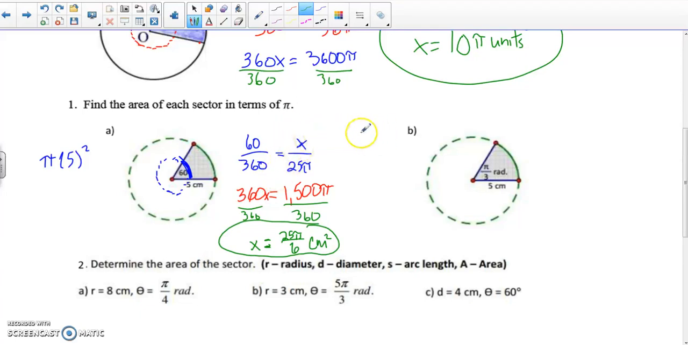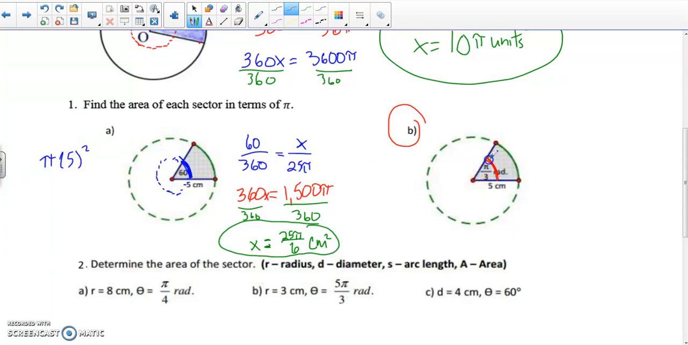As we did the very last question in class, if you do have different pieces of information, let's say I want you to find the angle instead of the sector, you can do the same thing. You're just going to set up the proportions just based on what you know. All right, so last one, letter B.